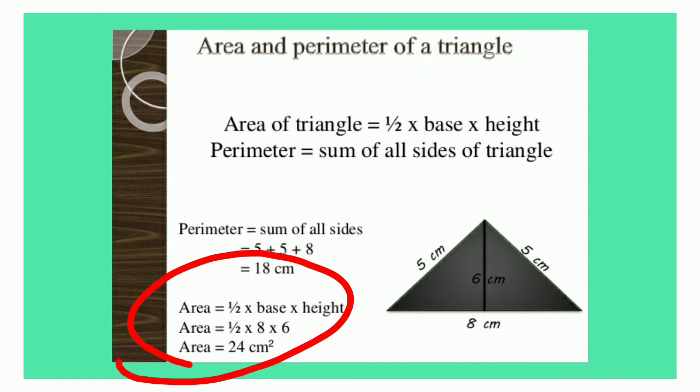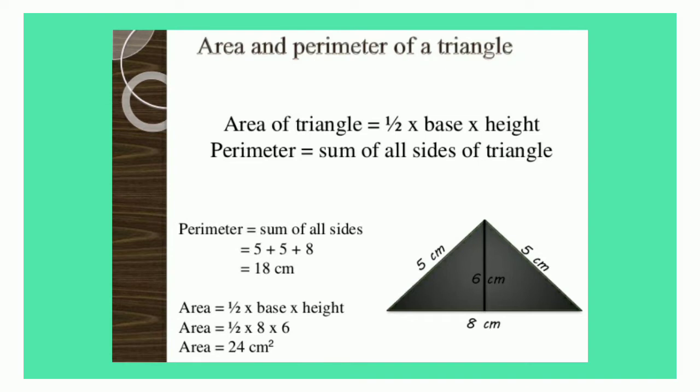Then how to find the area of the triangle? We know half into base into height. Here the base is 8 centimeter and the height, meaning altitude, is 6 centimeter. Then half into 8 into 6 is equal to 24 centimeter square. That is the area of the given triangle.